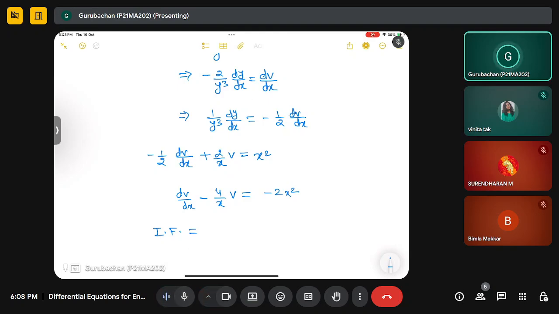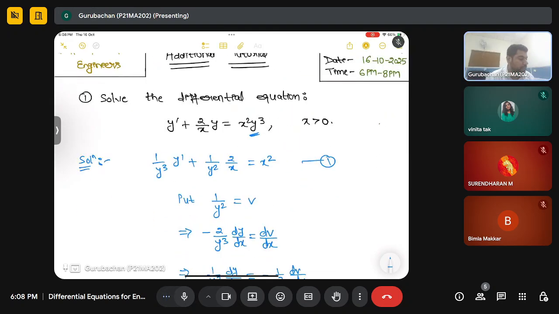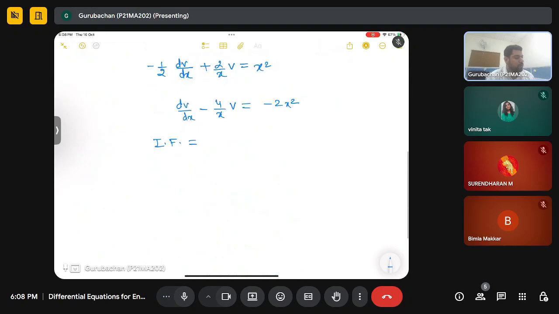Here I would like to mention one thing, that the original equation is not a linear ODE. The reason is you have a term y cube here, so this will be a non-linear ODE. If you have any term y to the power n where n is greater than 1, or any multiple of y with its derivative, then the ODE will be non-linear. So let us proceed with the integrating factor.